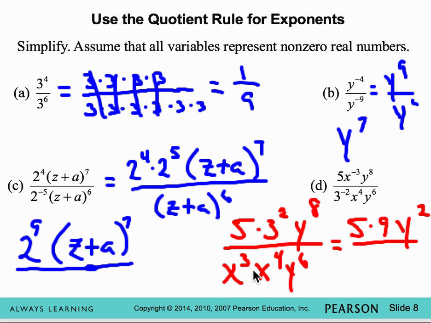3 x's times 4 more x's is altogether 7 x's. 3 plus 4 is 7. I still have some math I can do, so I'm not finished yet. 9 times 5 is 45. Y squared, x to the 7th.